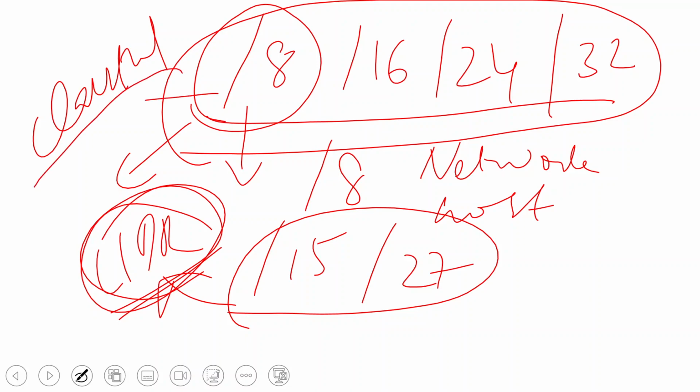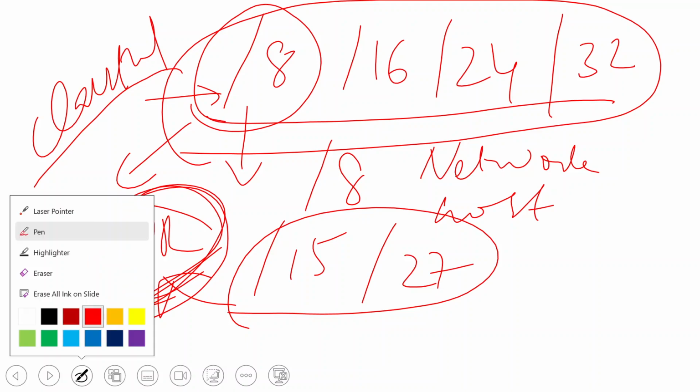Classful addressing is nothing but like this. If you represent slash 8, 16, 24, 32, that's classful. If you represent it like this, it is classless inter-domain routing. So this is the representation. Okay, so let me clear this.